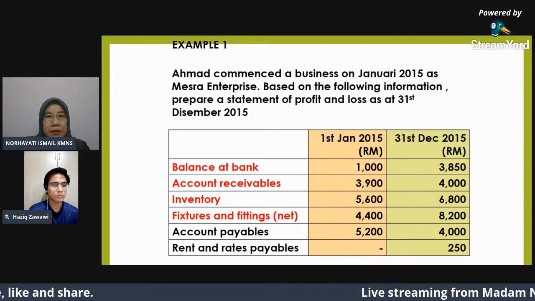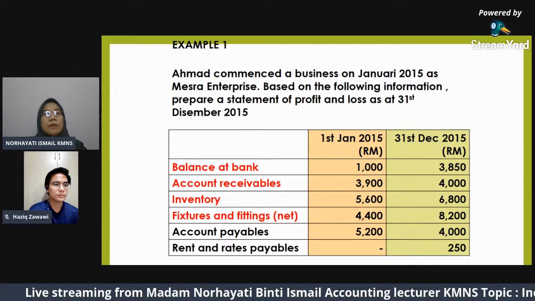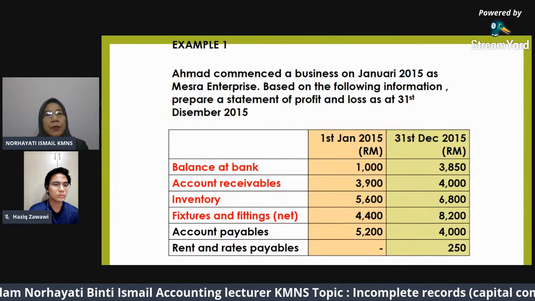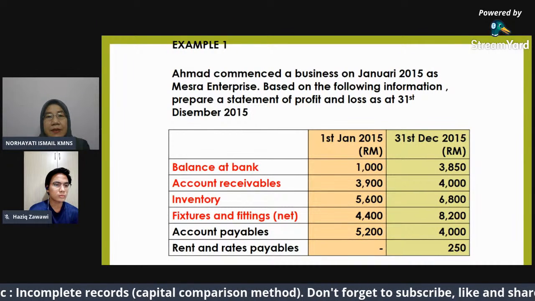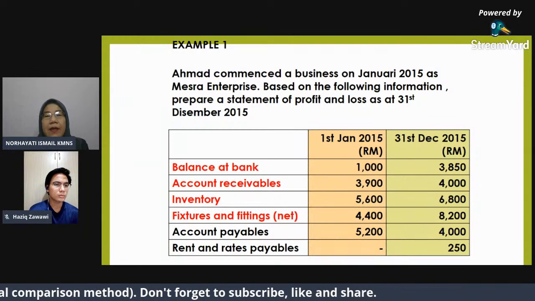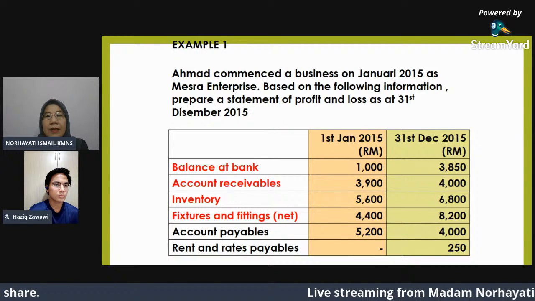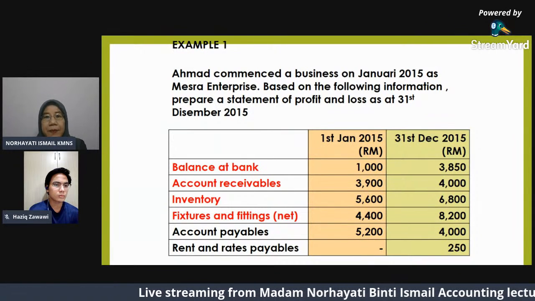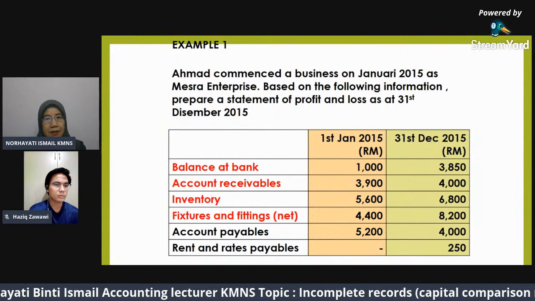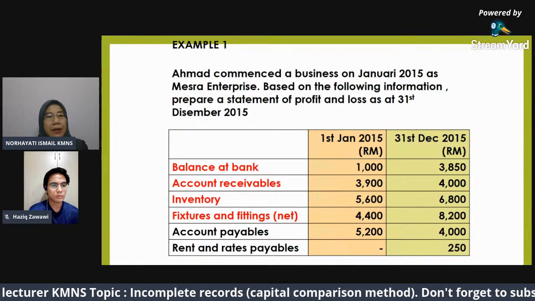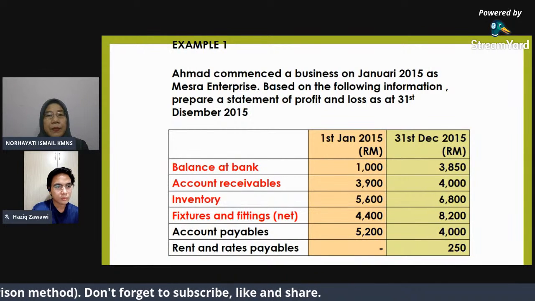Okay, this is the question. You are given the question January 2015 for Mestre Enterprise. So based on the information, this is the balance for the beginning, 1st January 2015, and the ending balance. Okay, you can see the beginning balance and the ending balance. First step, you must identify which one is asset, because you want to use the amount of asset less the amount of liabilities, because you want to use the statement of affairs.